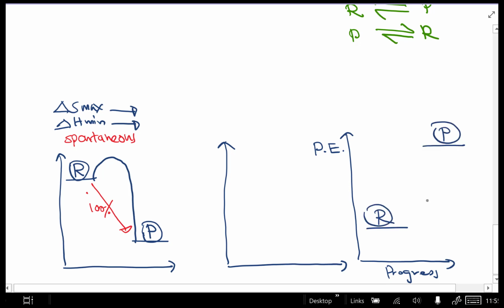Go to the very other end. So the reactants are lower here, products are higher. So what happens? It's a really hard climb to go, right?